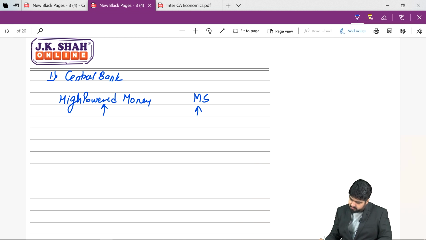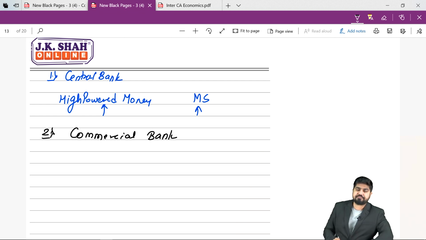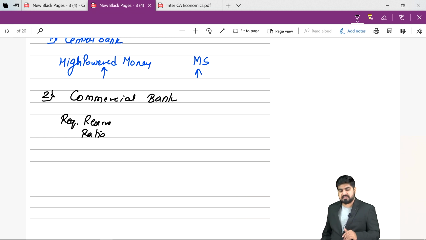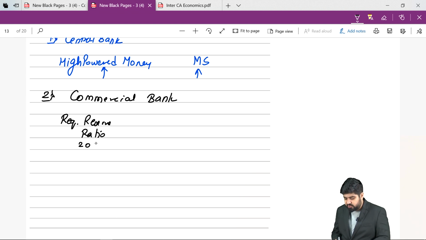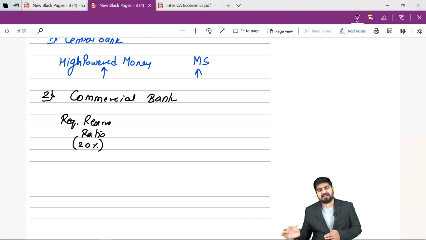Second one, behavior of commercial bank. Now commercial bank, students, is a highly regulated part, and it is regulated by RBI. So RBI will ask all the banks to keep something called CRR, SLR, and let's call that required reserve ratio. Now when I talk about required reserve ratio, let's suppose CRR is 5%, SLR is 15%. So required reserve ratio is 20%. What does this 20% mean? It means out of every rupee that you get as deposit, 20% you have to keep aside as reserves.